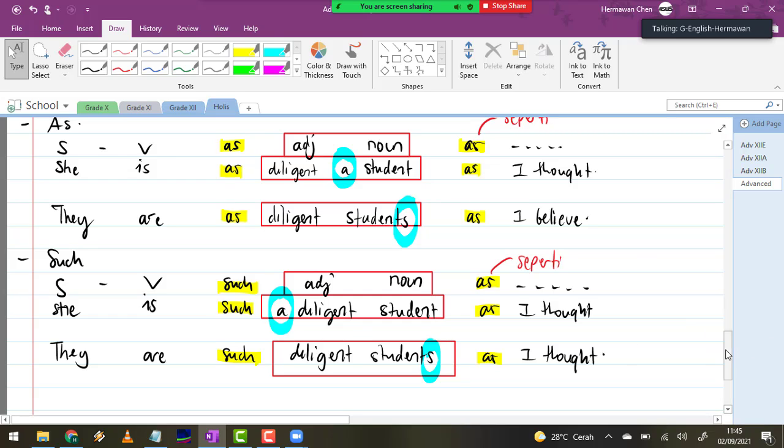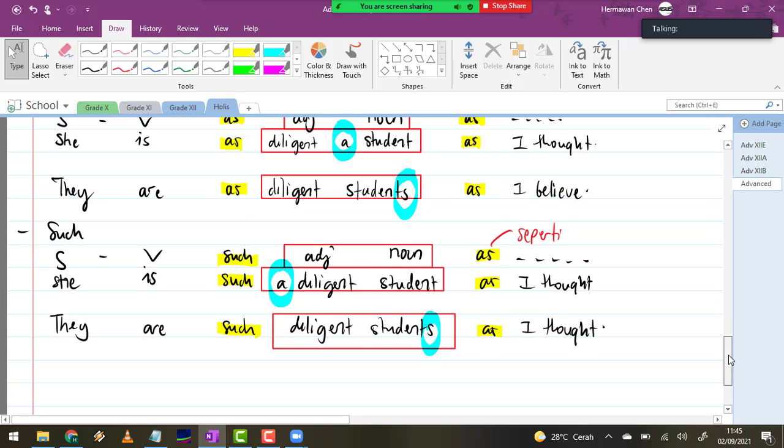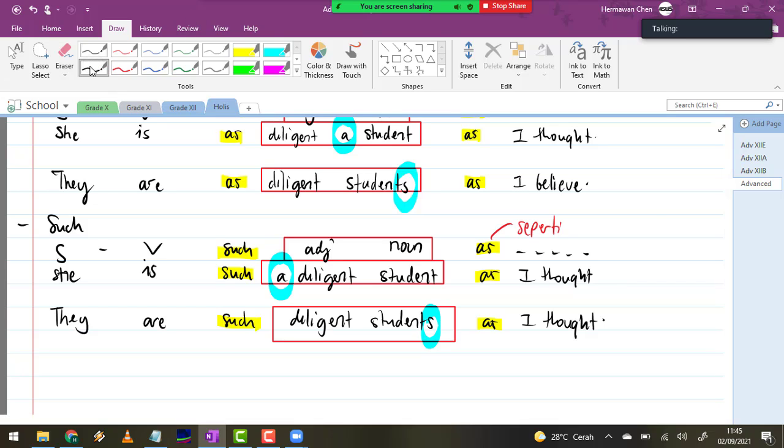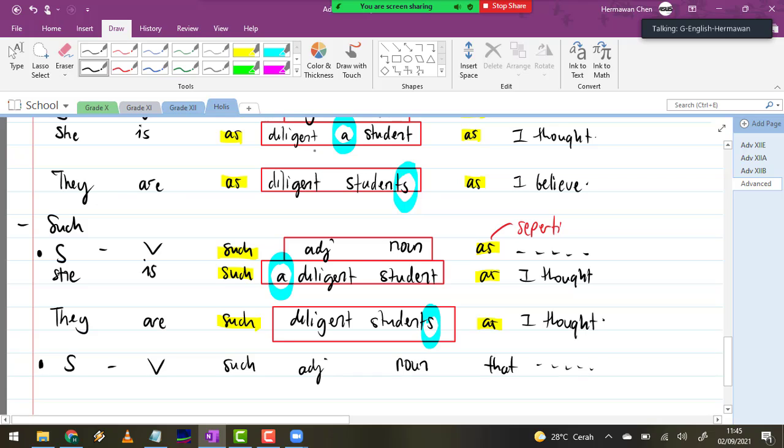Any question, guys? For "as" and "such". None? Okay, I'll give you the second pattern for "such". We use subject, verb, such, adjective, noun, but we use "that" here, and then the result clause. We use "such... that". In between, it's the same, you have to use adjective, noun. The result.